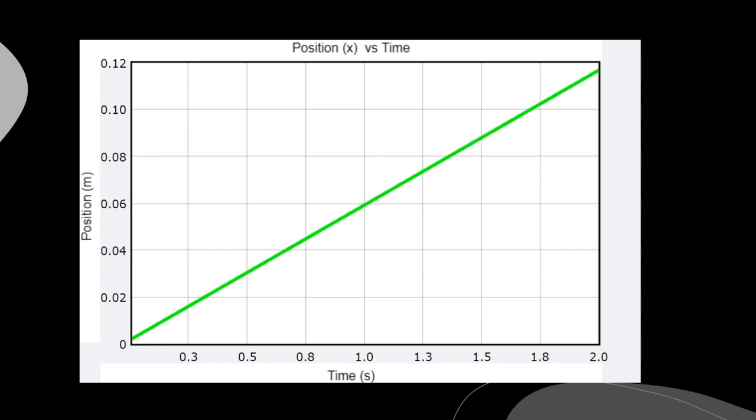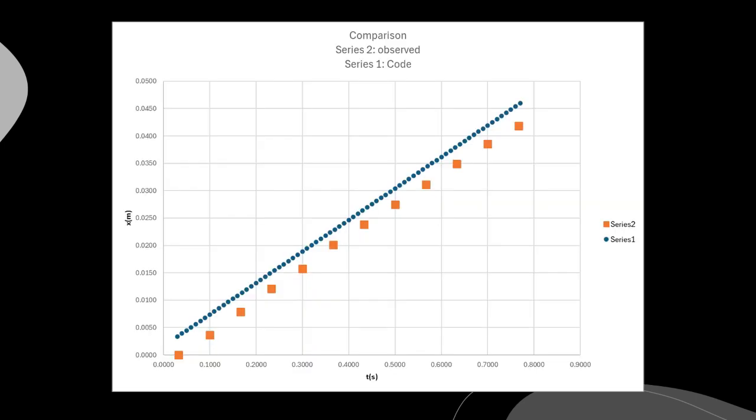This is the graph that was shown in GlowScript after I ran the program. In comparing the two, you can find that there is a deviation between the code and observed. The code is above the observed.